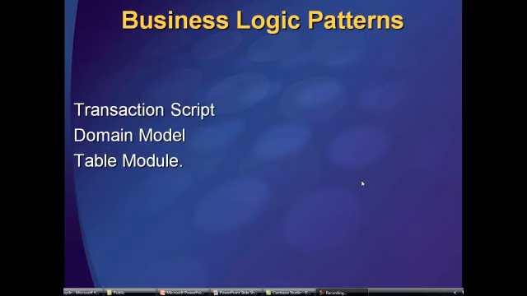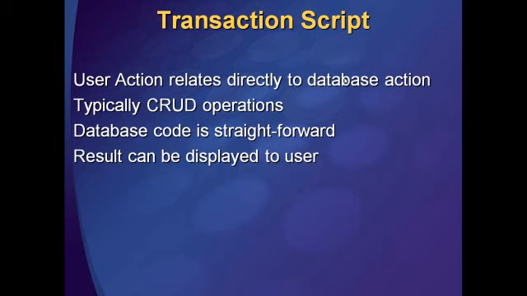Fowler describes three architectural patterns to organize the domain logic: transaction script, domain model, and table module. Transaction script is probably familiar to everyone. The application takes the user input, processes the input, and stores the result, and often displays some sort of result to the user. There is a one-to-one correspondence between user actions and application functionality. Typically, you have create, read, update, and delete type of operations. And the database code is straightforward. And results can or cannot be displayed to the user.